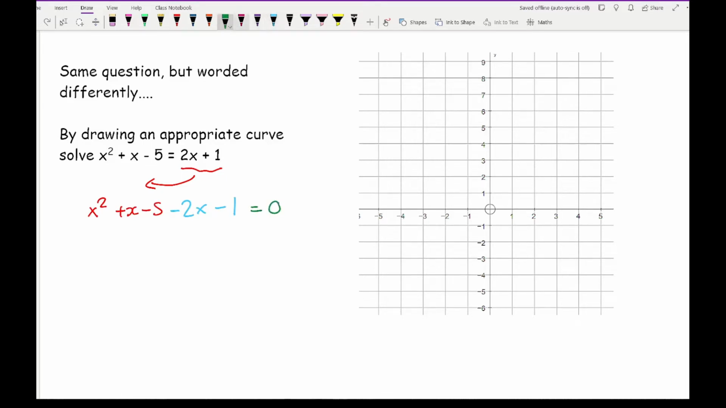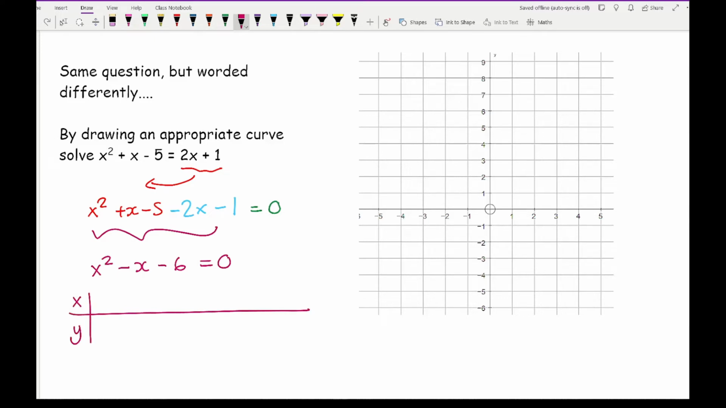So now if I neaten up all of this, then what do I get? Well, I get x squared minus x minus 6 equals 0. So now what I need to do is plot this equation. Now, looking at the table, typically what you do is draw a table of values. So let's go for -3, -2, -1, 0, 1, 2, and 3.